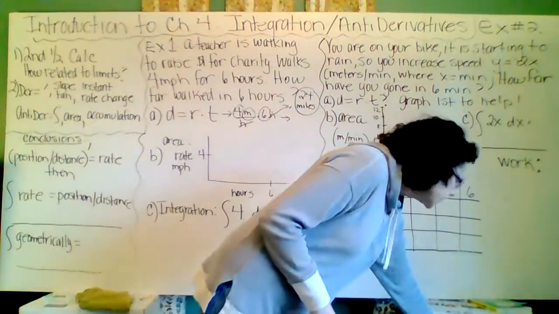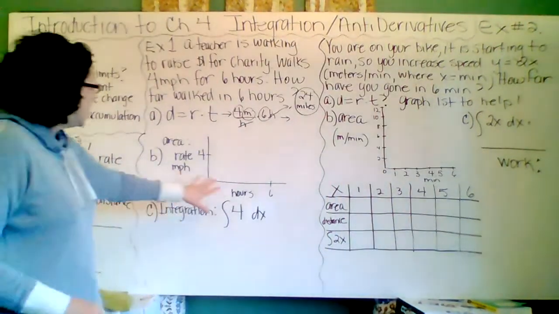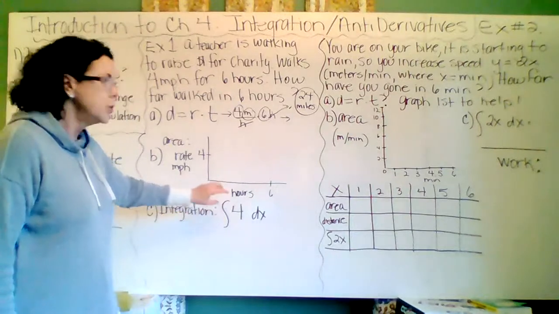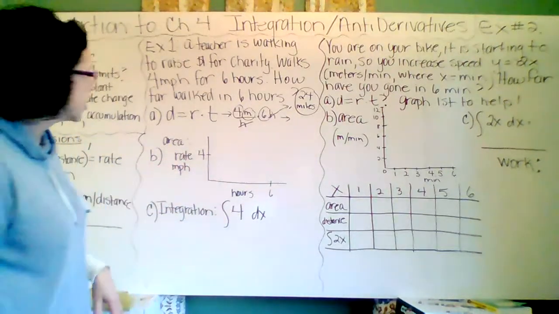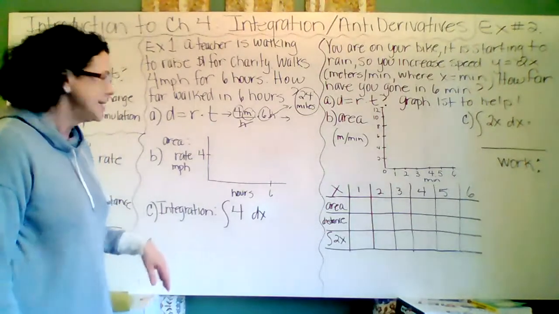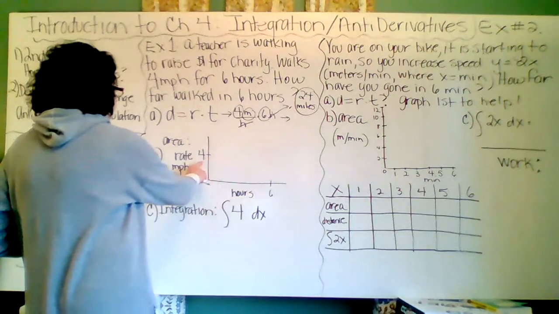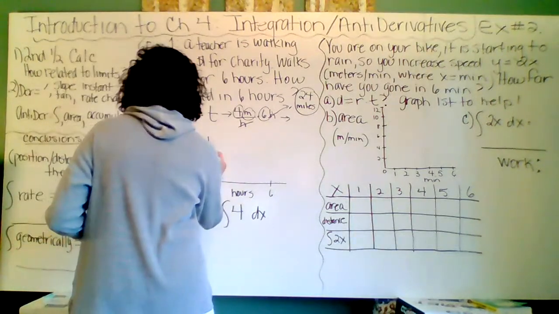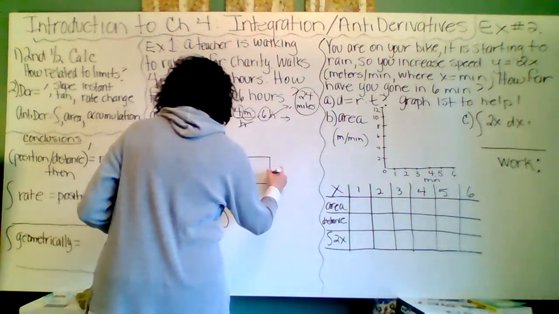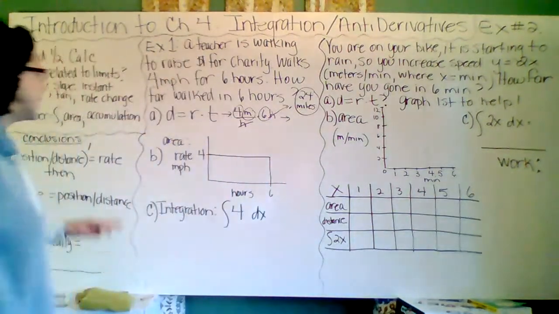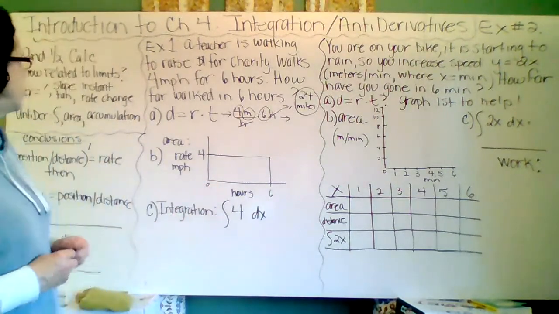Okay, so let's make a graph of that. So here's hours, and you're so used to distance being on the y-axis, but it's not. We're going to graph the rate, right? And so notice that the rate stayed at 4 miles per hour. So it's just constant for the 6 hours. So how would I get from this picture how would I answer my question?